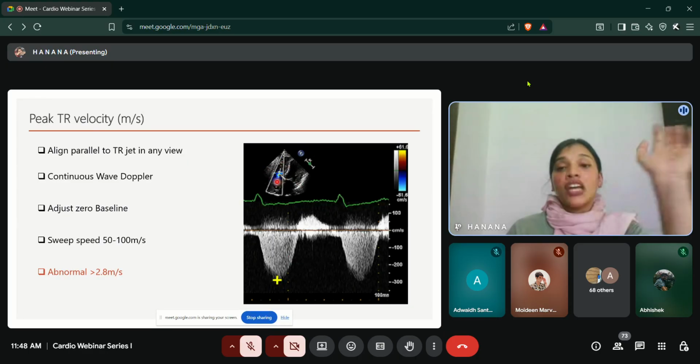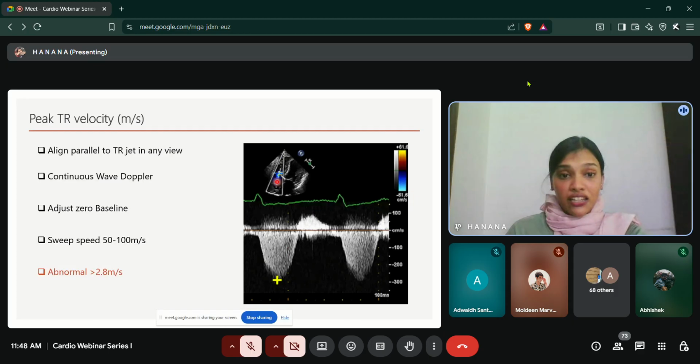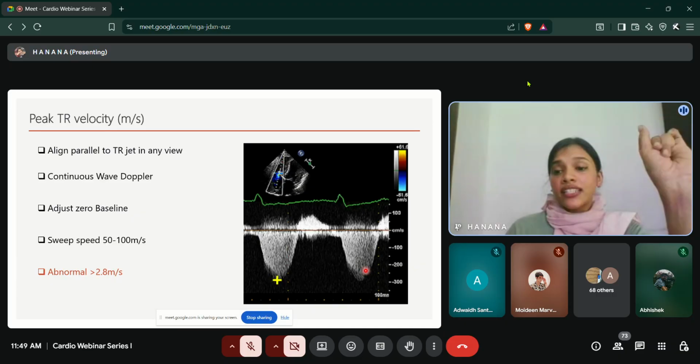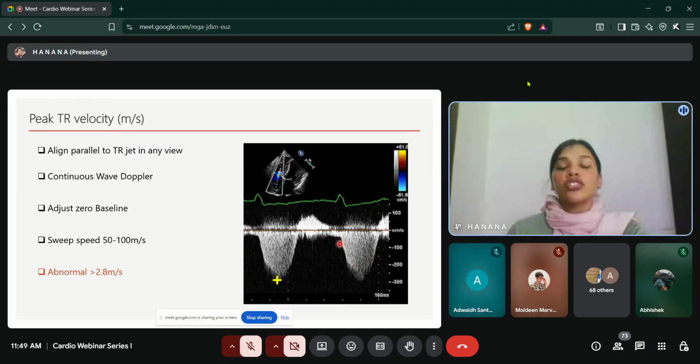So from any view that you are comfortable with, or any view where you are getting a clear picture, you align the TR jet using a continuous wave Doppler. Earlier we talked about pulse wave Doppler. Now we have to use continuous Doppler because the TR velocity is a higher velocity. For higher velocities, you should be using a continuous Doppler.